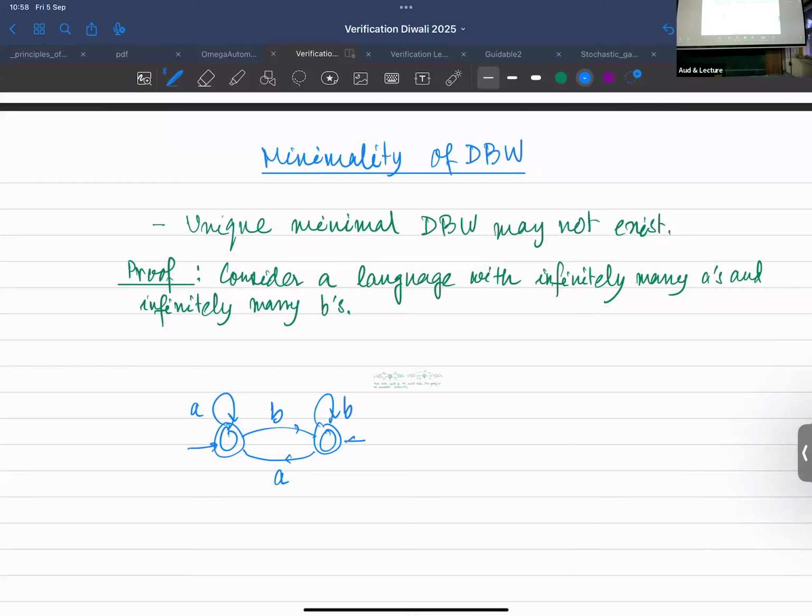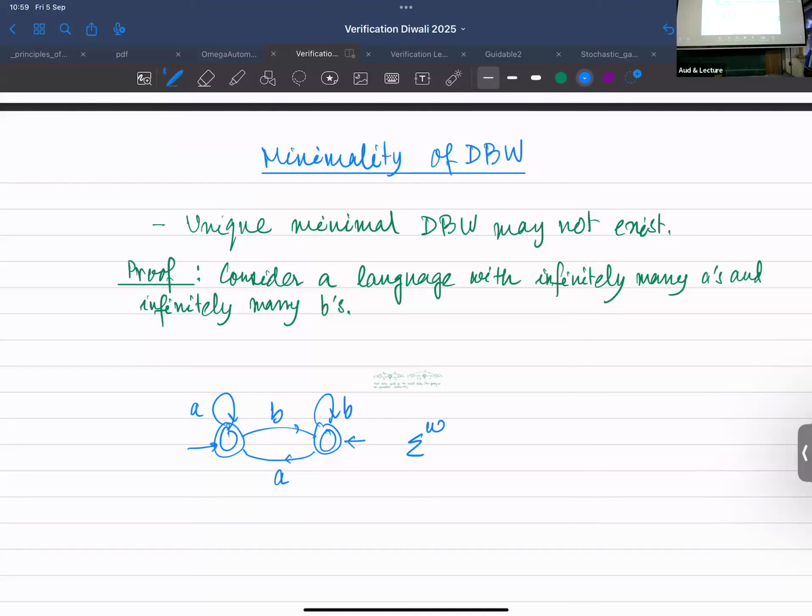But this is not accepting what I'm saying, because it's a DBW, first of all, right? This accepts pretty much anything. I think this accepts all of sigma omega. We'll need three states in some sense. So that third state will be the accepting state.